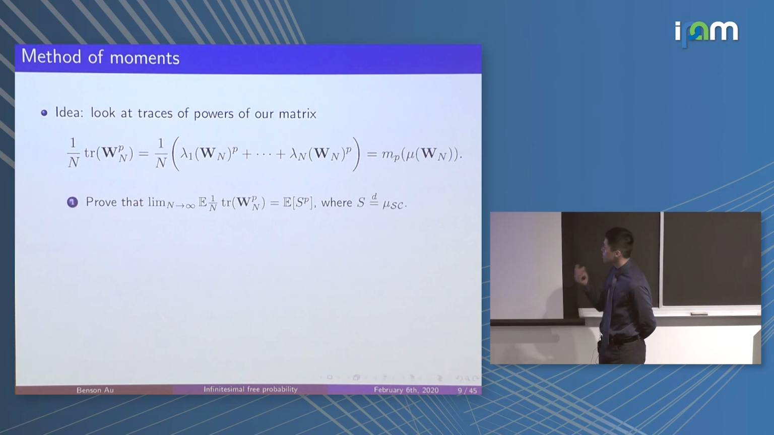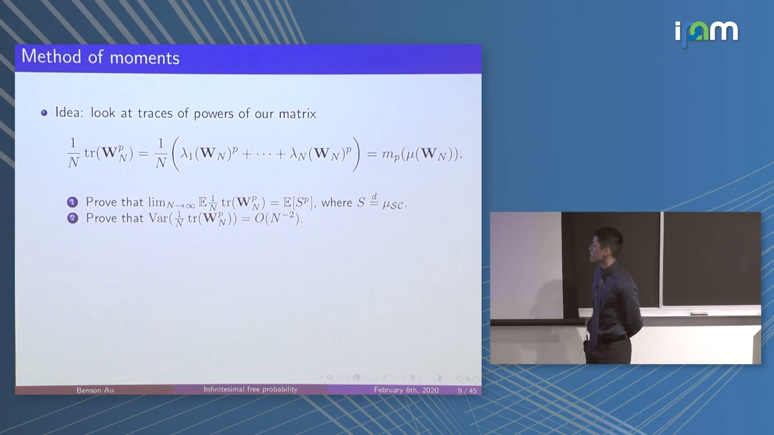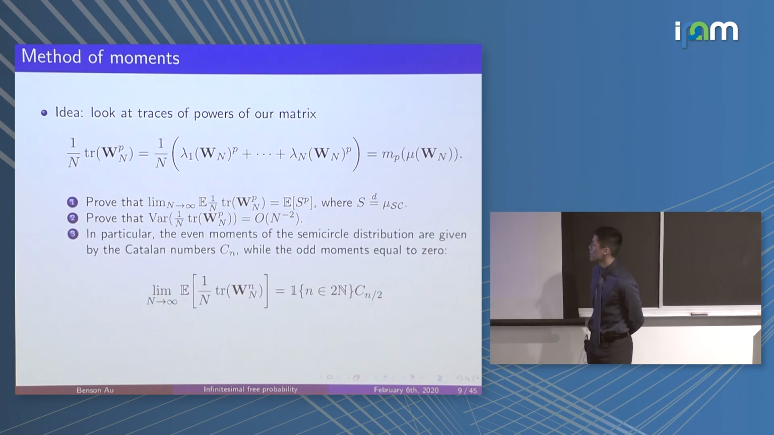And this is very nice because there's a very simple program to make this all work. For example, if you're trying to prove the semicircle distribution, what you would need to do is just prove that the moments converge to the moments of the semicircle distribution, prove that the variances are sufficiently decaying, and then you get that the result is going to be the semicircle distribution. In particular, the moments of the semicircle distribution are given by the Catalan numbers. So again, you see the ubiquity of the Catalan numbers.